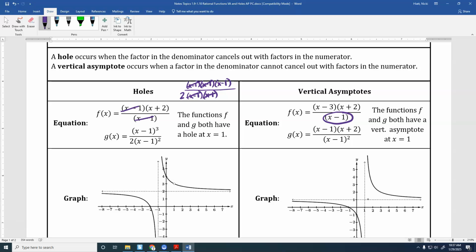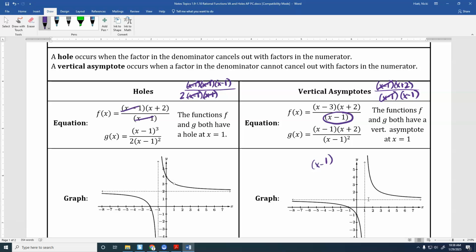G of x is a little bit different because we've got x minus 1, x plus 2, and x minus 1 squared. You do have an x minus 1 that will cancel, but here's what's happening there. Let me try writing it up here. x minus 1 times x plus 2 over x minus 1 times x minus 1. So this set cancels, but you still have an x minus 1 left in the denominator.